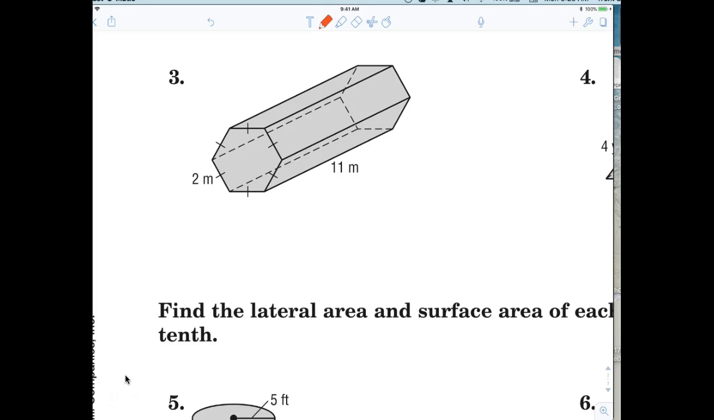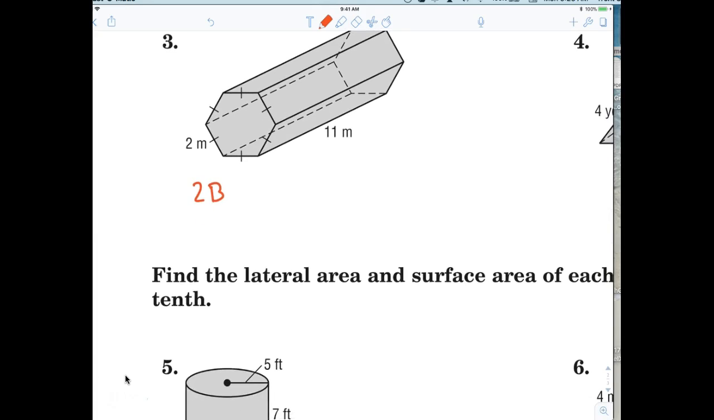I really would like an exact answer. All right, so 2 times the area of the base. Now the base is a hexagon, so we know that it's going to be 2 times 6 times 1/2 times 2 times, hopefully you see it, radical 3.